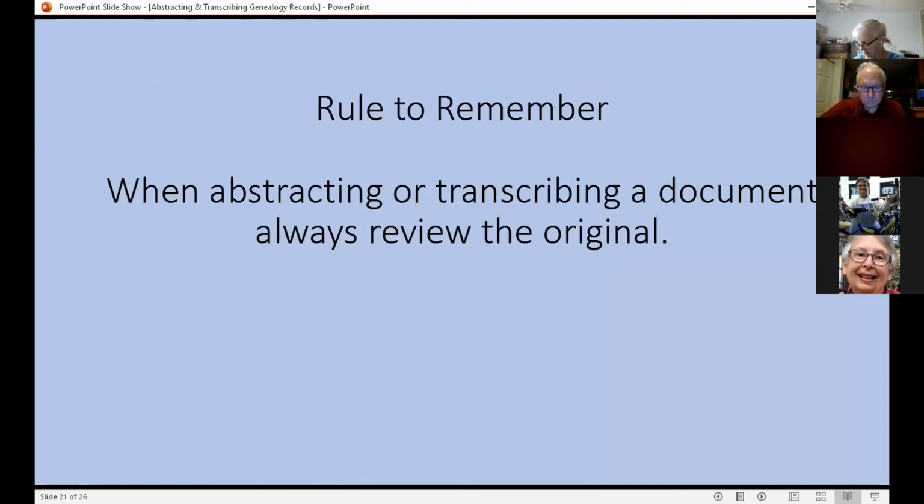As I said before, one of the rules to remember when you're abstracting or transcribing documents is to always review the originals. Countless and countless times over the last 30 some years that I've done research, especially looking at either of these type of documents, either abstracted or transcribed, I found countless errors in things. And sometimes it could be just a simple mistake, or it could be just the way that they decided to abstract that information. They're actually missing out key information.